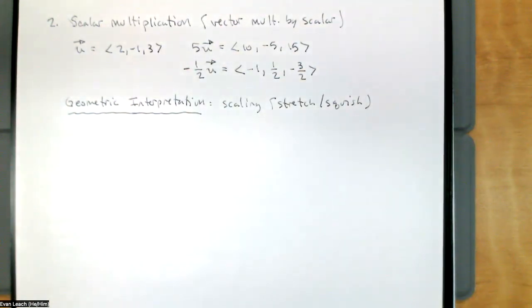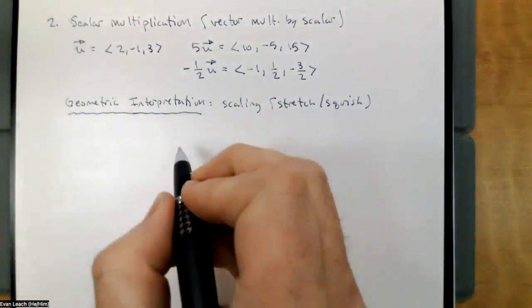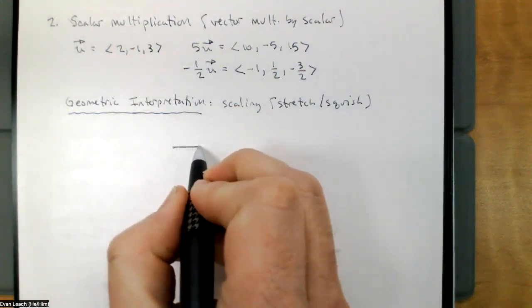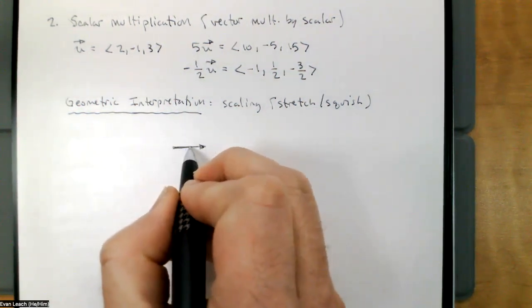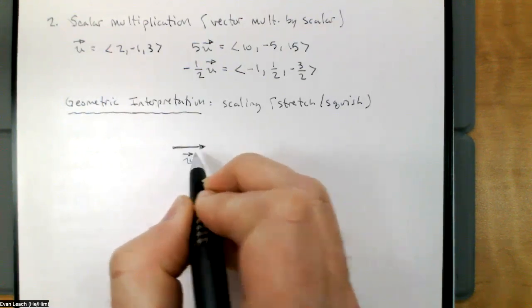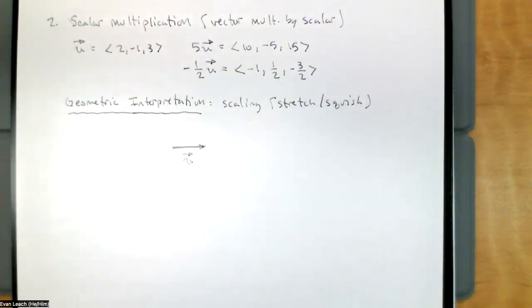Our geometric interpretation for scalar multiplication is unsurprisingly scaling. That's why we call them scalars. They stretch vectors or squish vectors. The important thing to note here is that they don't change the direction of the vector. They might reverse the direction of the vector, but that's all still on the same line. They don't move things to a different line. So if I have the vector u, then the vector 2u is going to go in the same direction, just be twice as long.